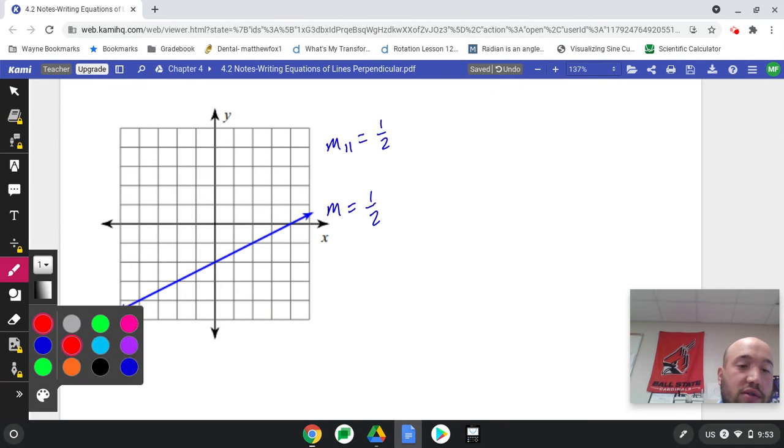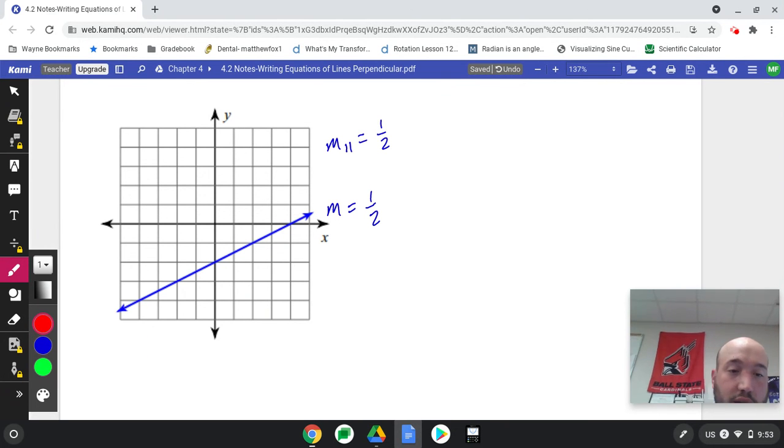And all we would have to do is choose any point we want and make a line that has that slope. So up 1 over 2, up 1 over 2, or down 1, left 2. And we are able to find a line, as you can see, that is parallel. And we're done.